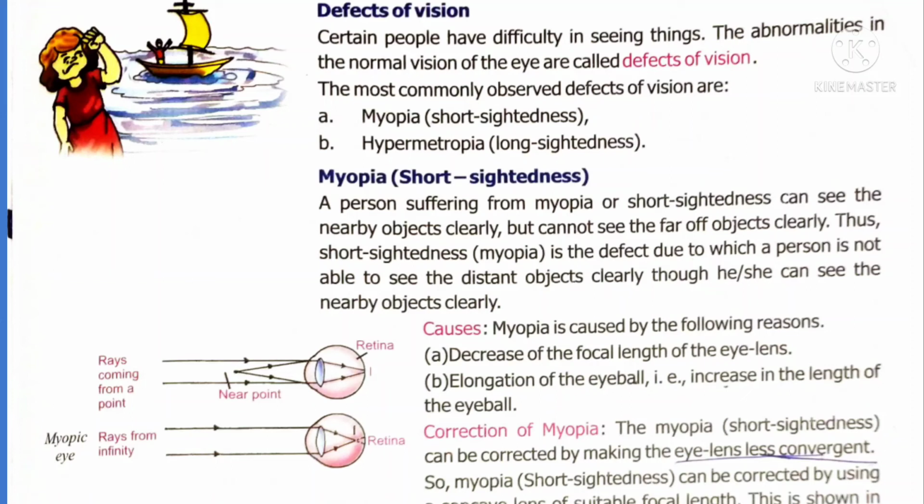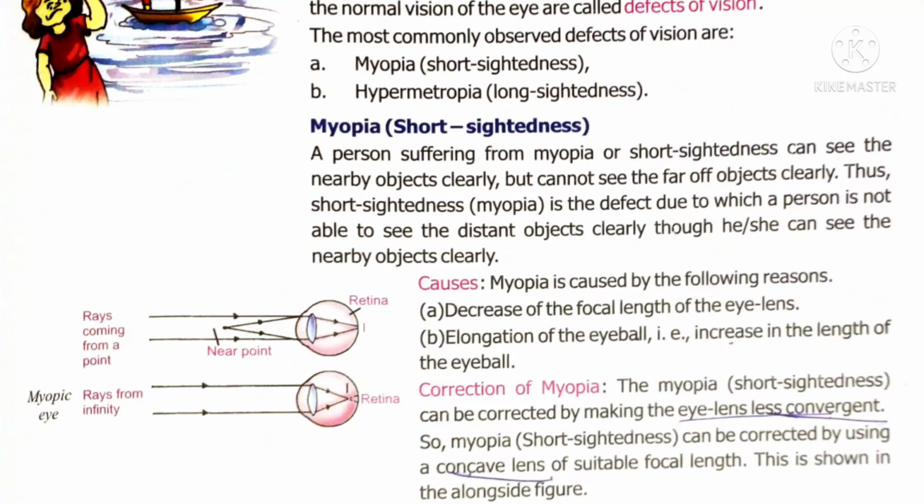In the same way, long-sightedness or hypermetropia is just the opposite of myopia. This is caused by an increase in the focal length of our eye lens and shortening of the eyeball. This can be corrected by using a convex lens with a suitable focal length.